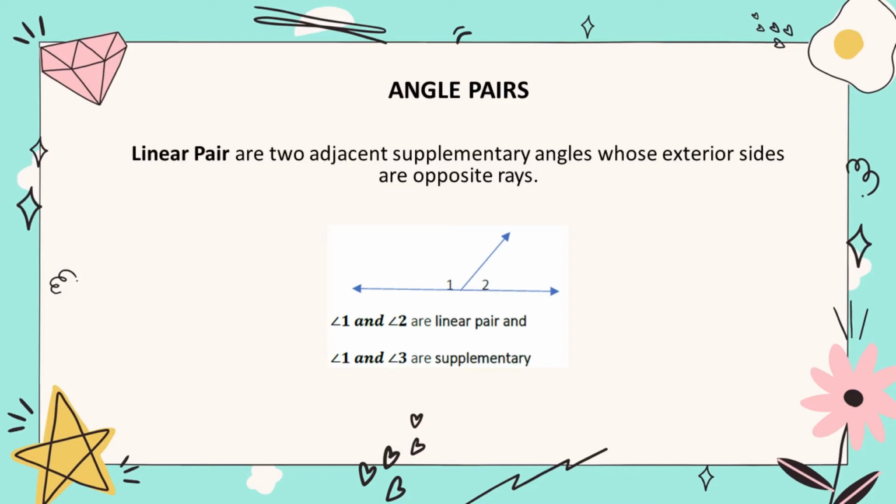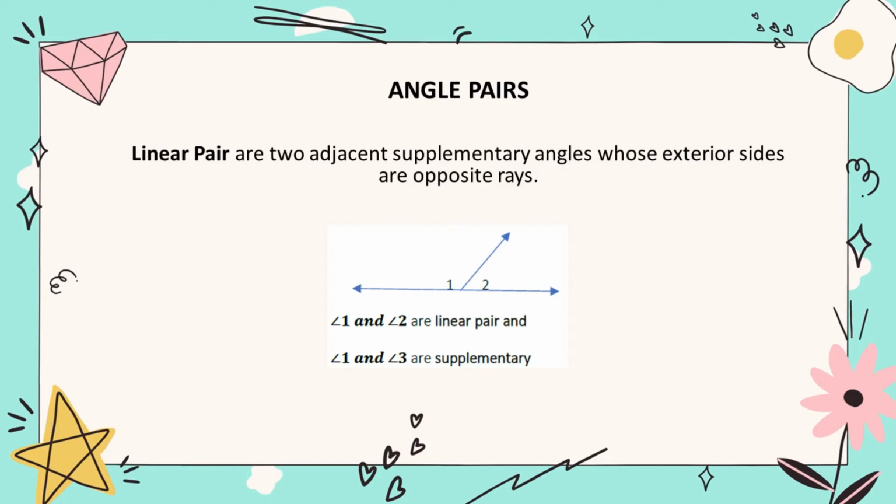So, kagaya lang din siya ng supplementary angle. So, whenever we get the measure of a straight line, it should be equal to 180 degrees. Okay, so angle 1 and angle 2 in our example form a straight line. Therefore, kapag pinag-add natin yung measure ni angle 1 and angle 2, it should be 180 degrees. Okay, so just remember na kapag meron tayong straight line, ang measure nito is 180 degrees.